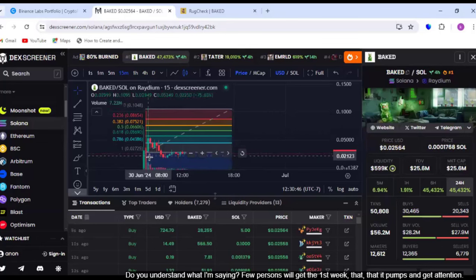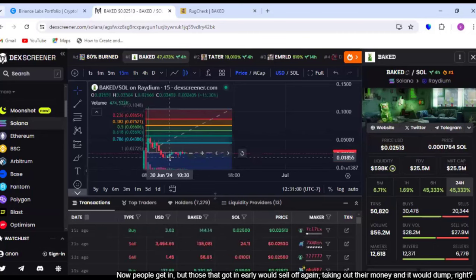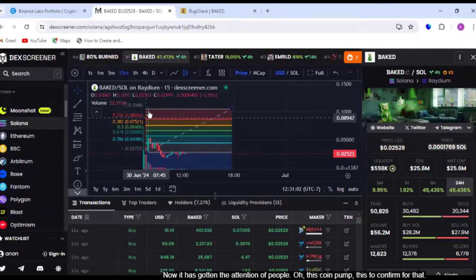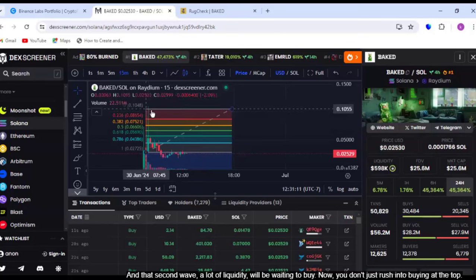Now, the first wave, few persons will get the first wave that pumps. It pumps and gets attention. People get in, but those that got in early would sell off again, taking out their money, and it will dump, right? Now, it has gotten the attention of people. Oh, this token pumps rather. And that second wave, a lot of liquidity will be waiting to buy. Now, you don't just rush into buying at the top. This is not just on memecoin. This is on every other investment you are doing.